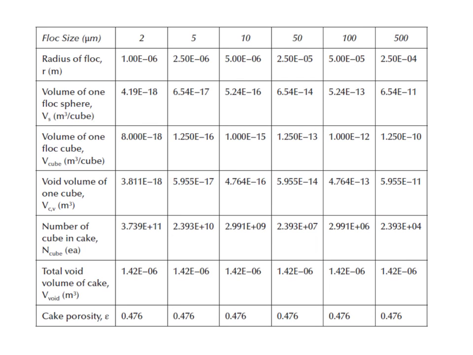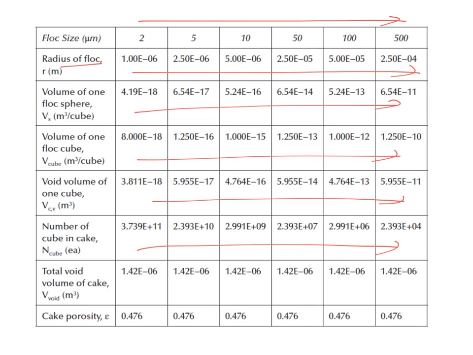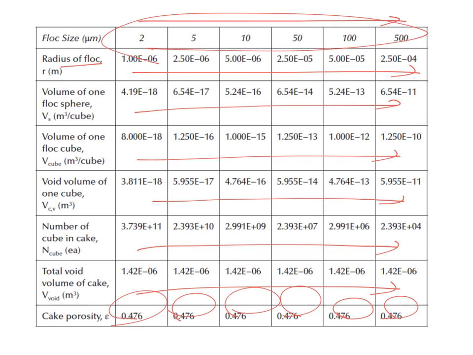If you look at this table, if you increase the block size, the radius of the sphere, of course, increases. The volume of one block sphere increases. The volume of one block cube also increases. Void volume is increasing, and the number of cubes in the cake is decreasing, and the total void volume of the cake is constant. So the cake porosity is constant regardless of the block size.